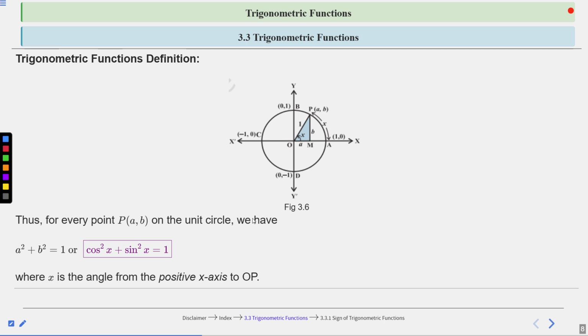Clear? Hence we can say that for any triangle, cos squared x plus sin squared x is always equal to 1. So this was basically the proof of cos squared x plus sin squared x equal to 1. Hope it's clear to all. Okay, let's move further.